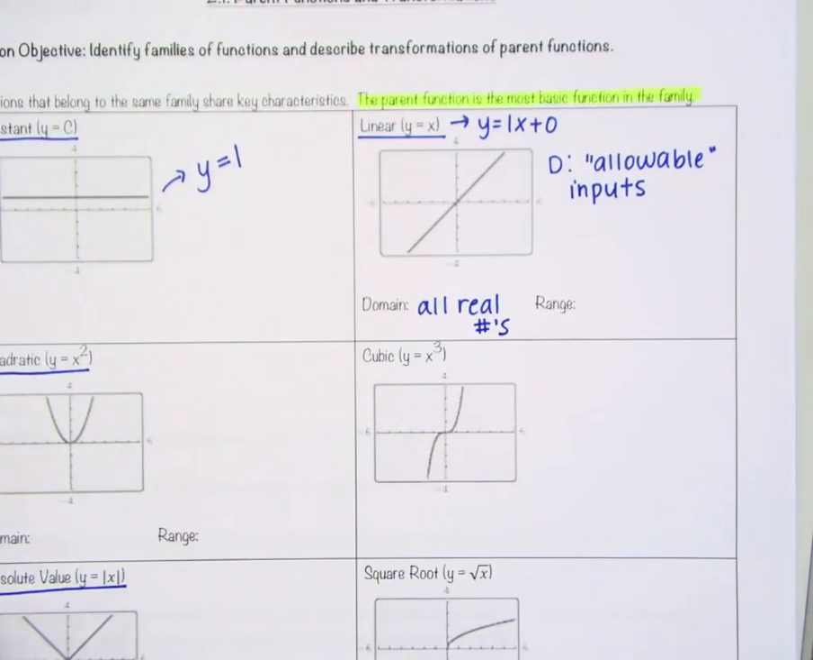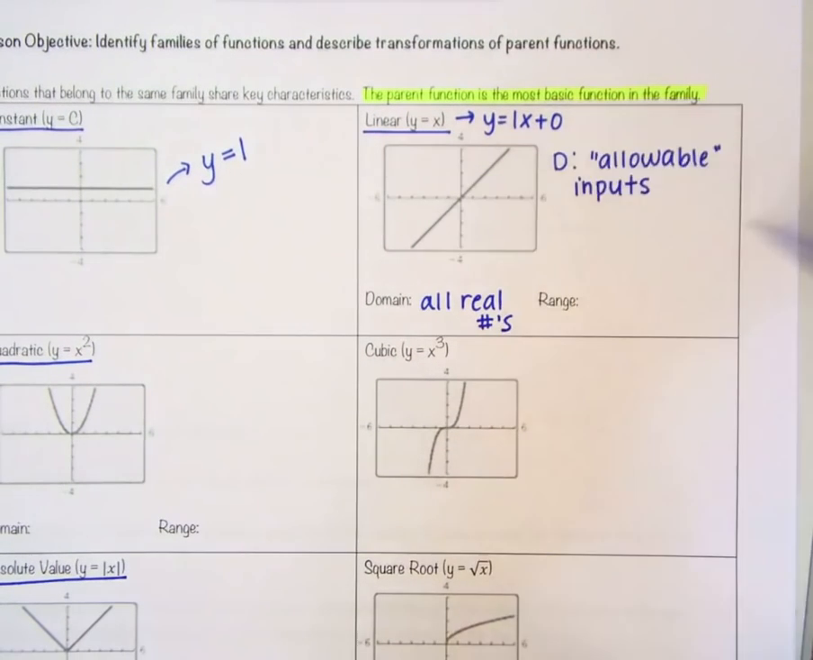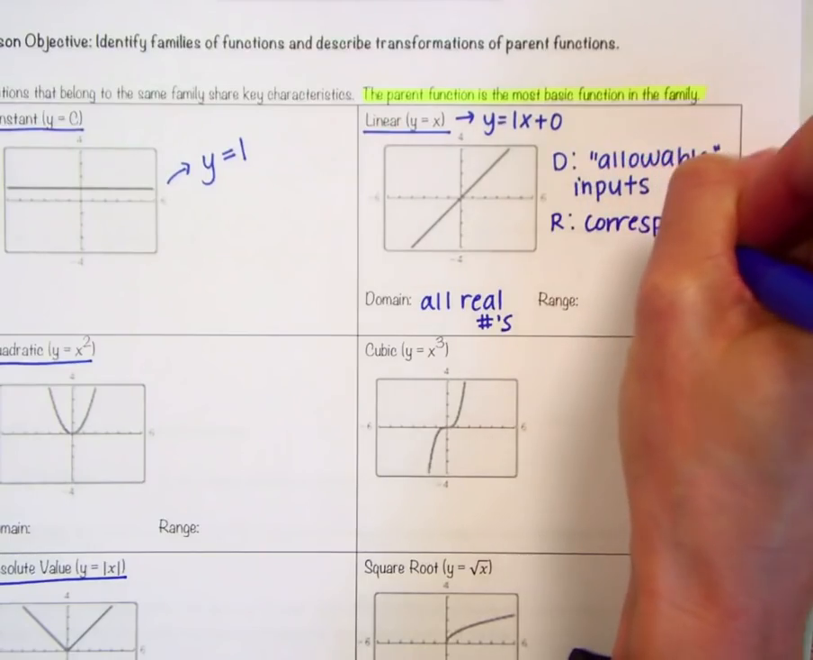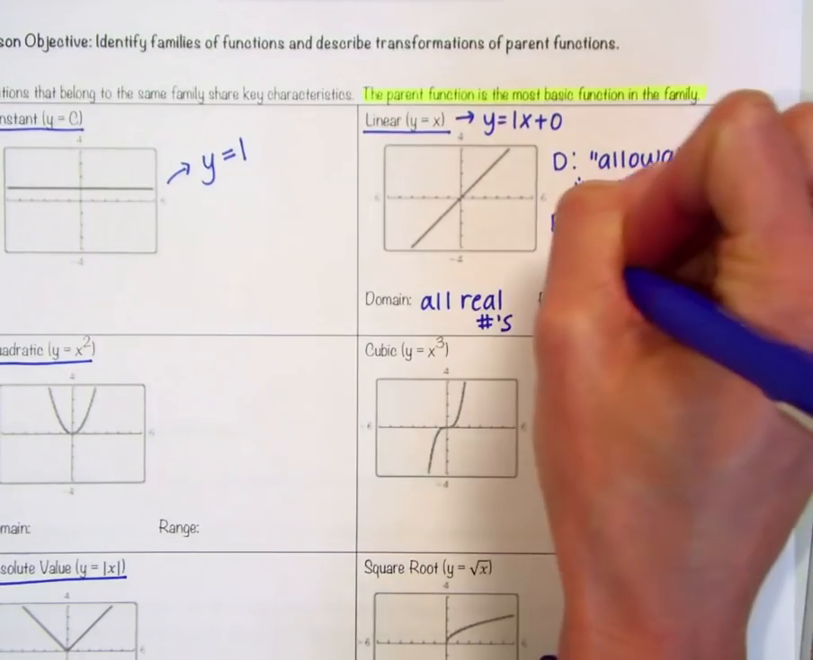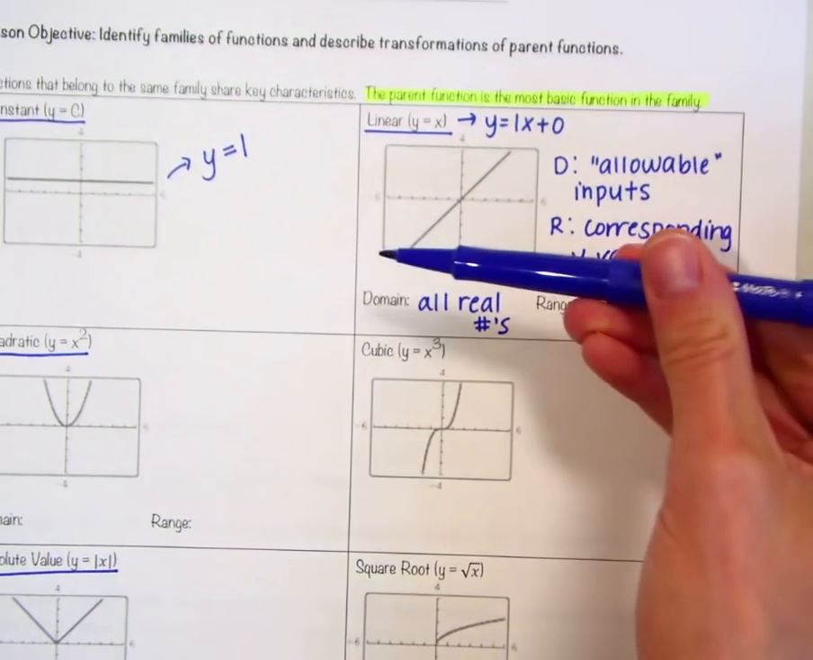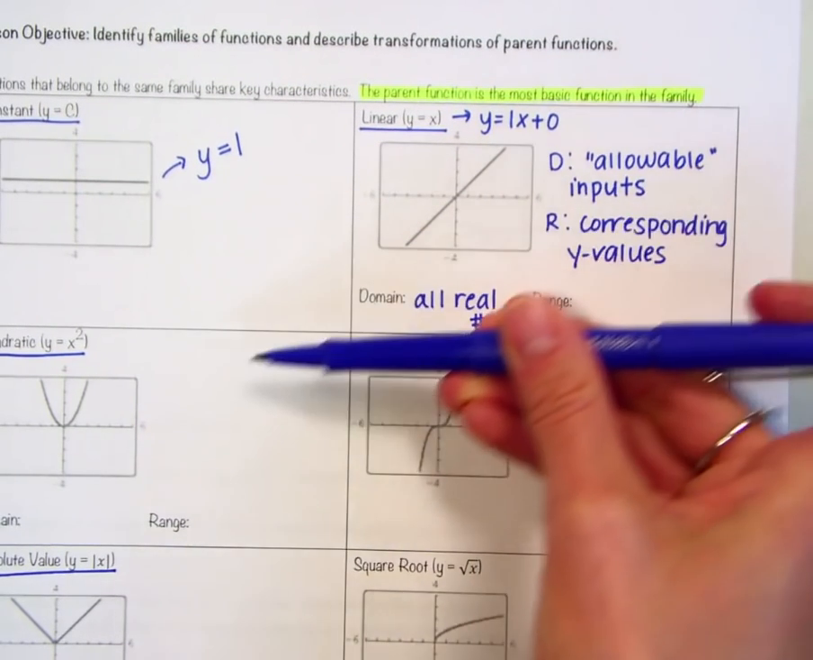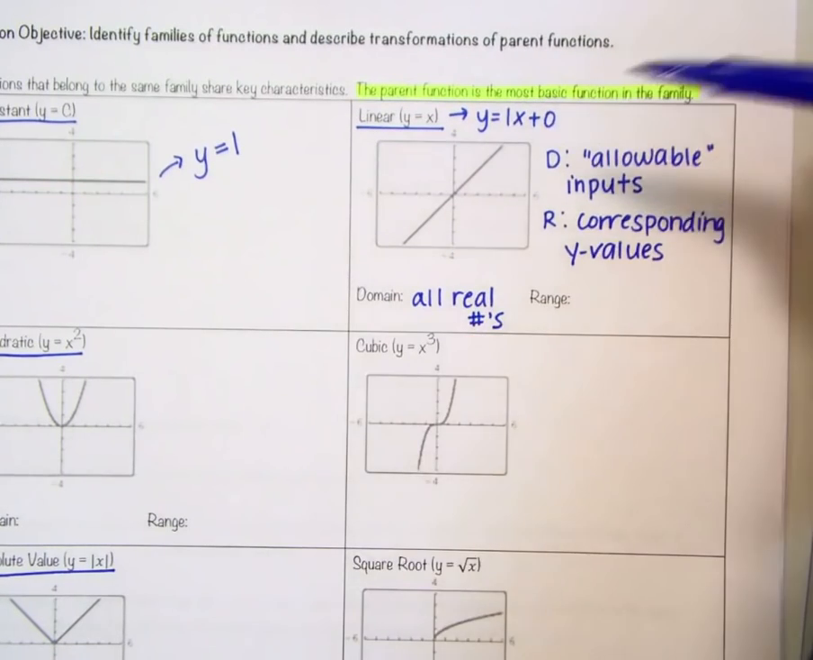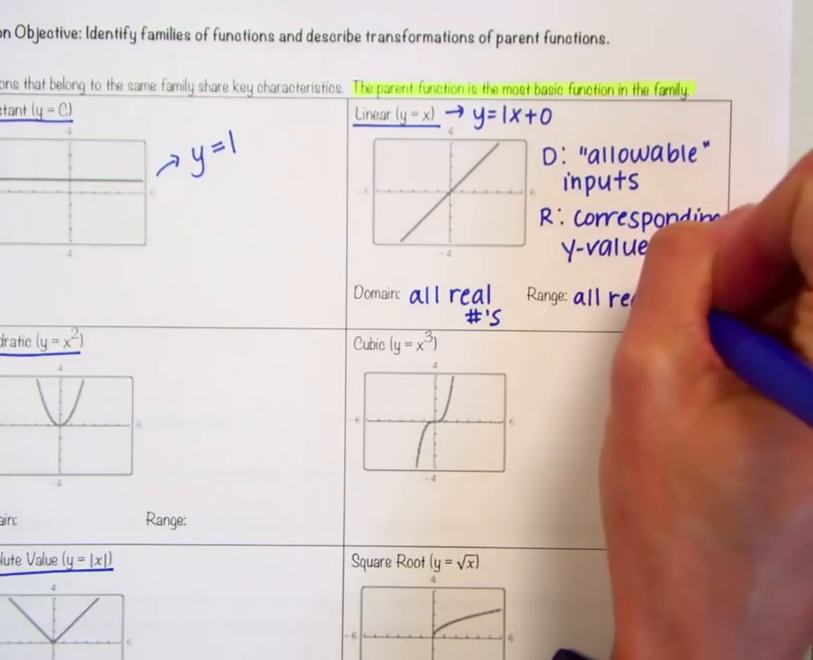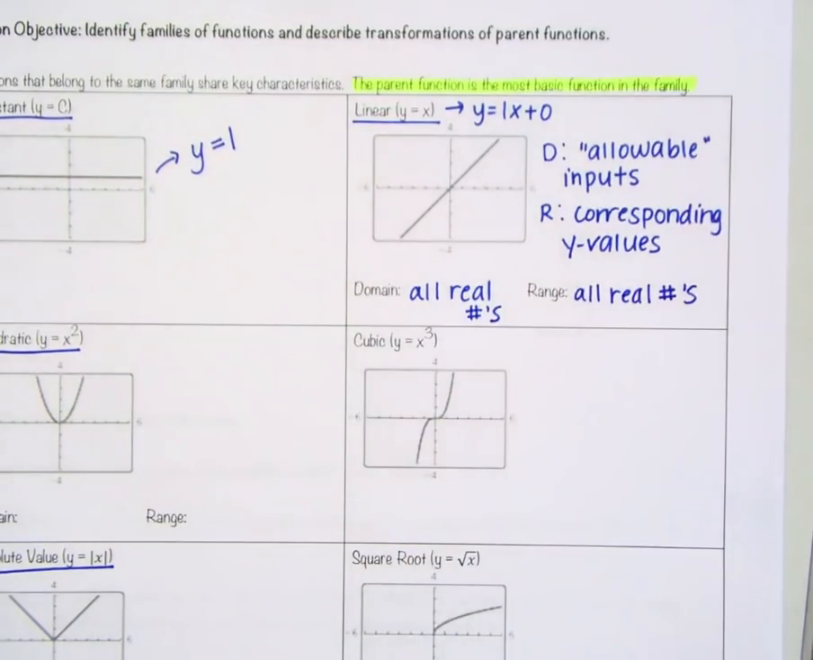And for a straight line, for the range are the corresponding y values. So based on what x is allowed to be, what can y be? So if we look at this function, this line goes down forever and up forever. So every value of y that exists will be part of this line. So the domain and range of a linear function will always be all real numbers because lines extend infinitely in every direction, up and to the right, down and to the left, or vice versa.